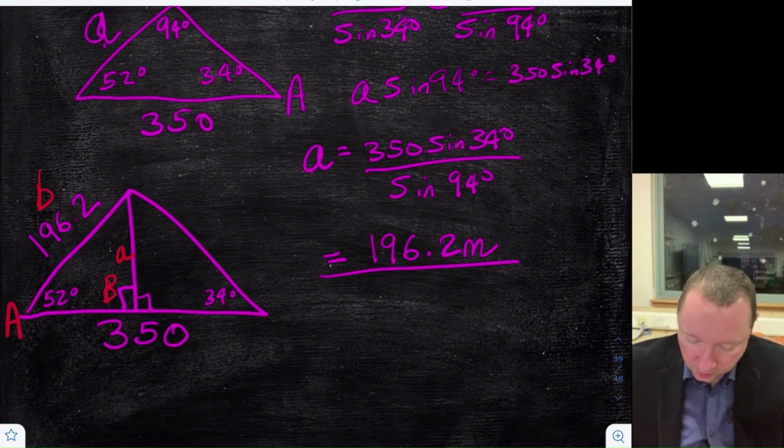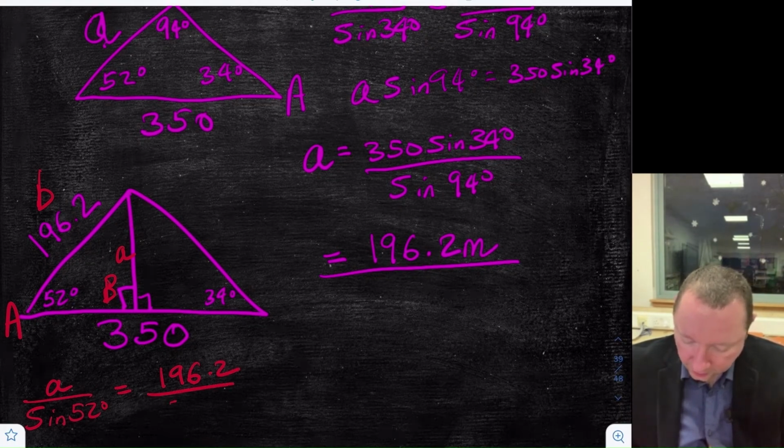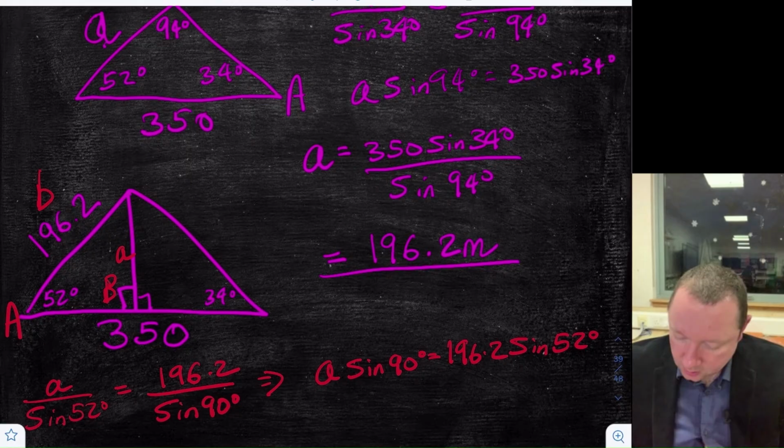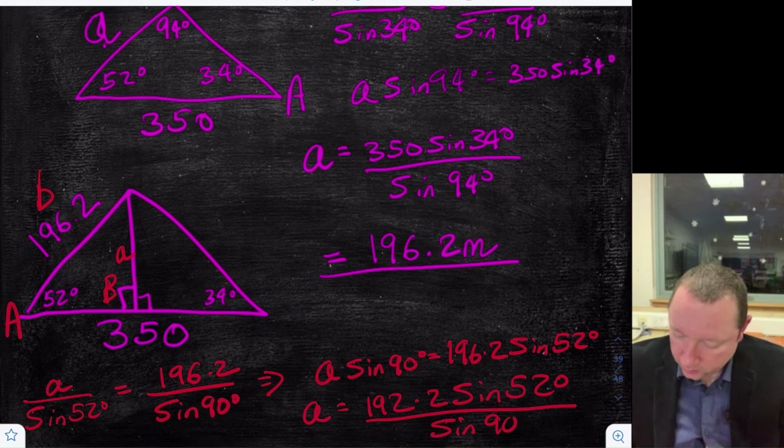So we can just simply write A over sine 52 equals 196.2 over the sine of 90, because that's 90 degrees. Rearranging that, A times the sine of 90 equals 196.2 times the sine of 52. So A equals 196.2 times the sine of 52 divided by the sine of 90, which is 1, by the way.